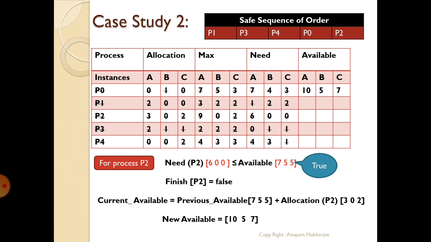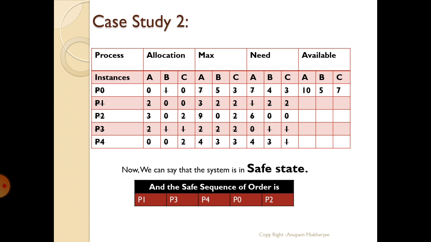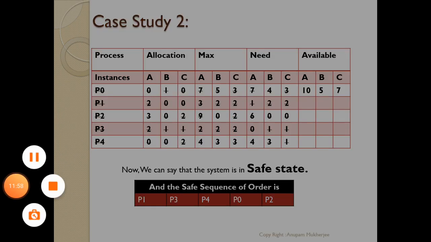So step by step we can check whether the system is in a safe state or not, and what is the safe sequence of order. So now we can say that the system is in safe state and the safe sequence of order is P1, P3, P4, P0, P2. So dear students, I think this example is quite good enough to understand how we handle this Banker's algorithm with respect to safe sequence of order.